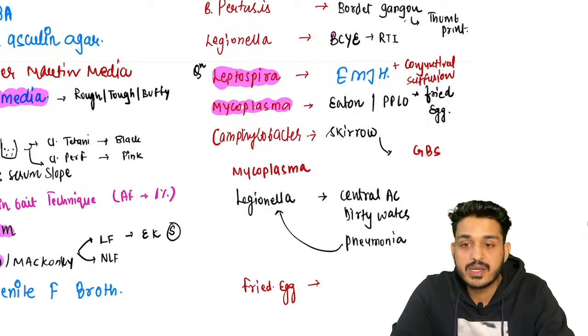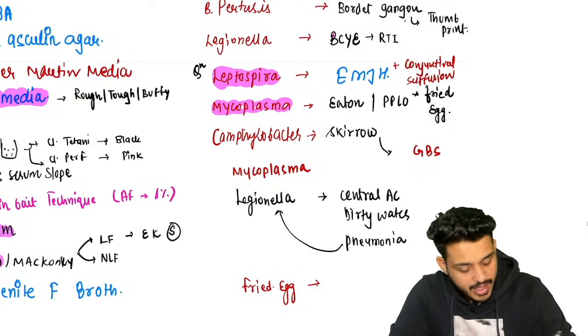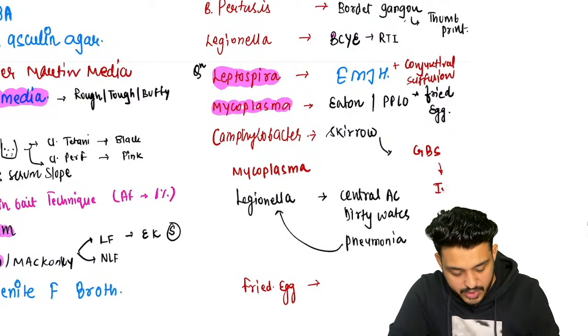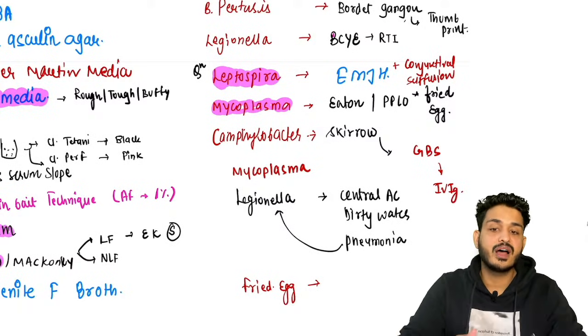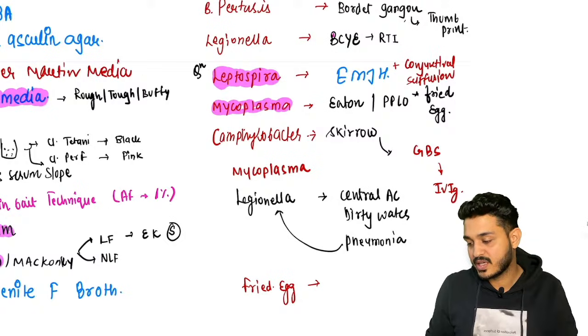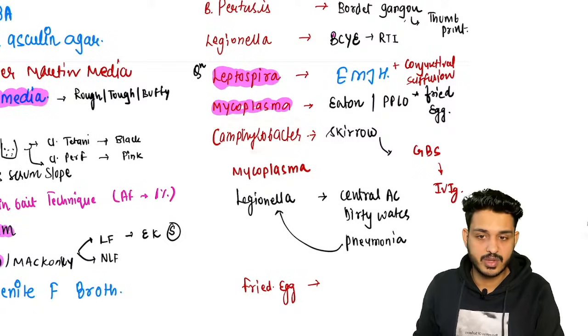Guillain-Barré syndrome, right? Very very important. After eating chicken or meat products, this person is going to have what? Guillain-Barré syndrome, and the drug of choice for this particular thing is going to be what? Intravenous immunoglobulins. This GBS is going to have ascending paralysis in the patient, right? So this is going to be what? Campylobacter is going to be your answer.